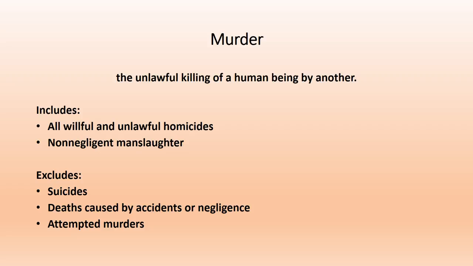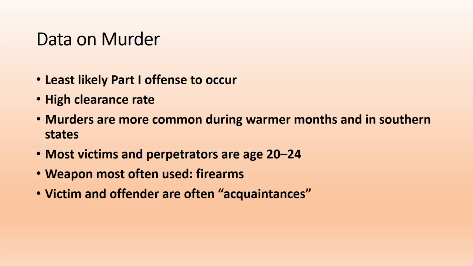Let's look at data on murder. This is the least likely Part I offense to occur. So this is very important for you to take note. Murder is the least likely of the Part I UCR offenses to occur. It also has the highest clearance rate because murder is a serious crime, and they throw the law enforcement resources behind them. So it has the highest clearance rate.